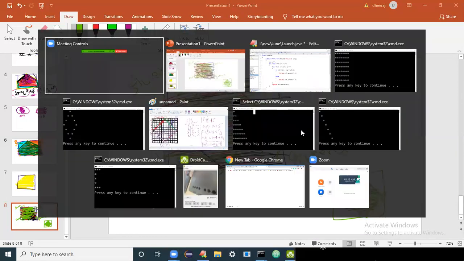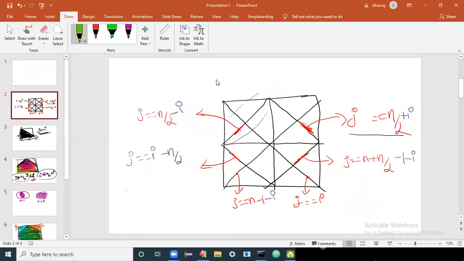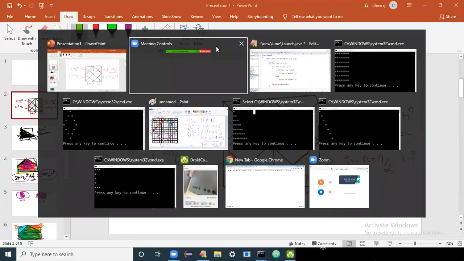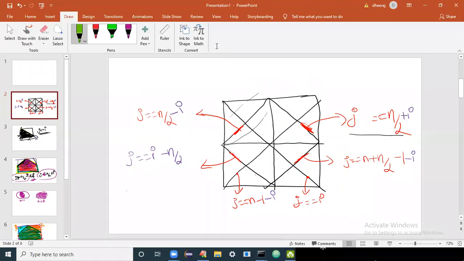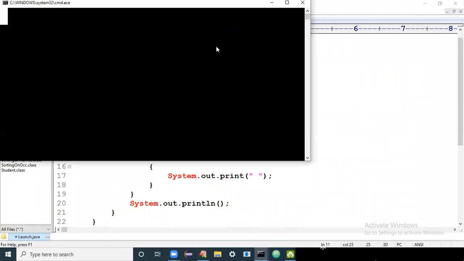Now let me go to the code, and I'll show here. This is our line equation, right? So the first line equation is j is equal to n by 2 minus i. I'll go here and I'll write j is equal to n by 2 minus i. If I compile and execute, I'll get one line.